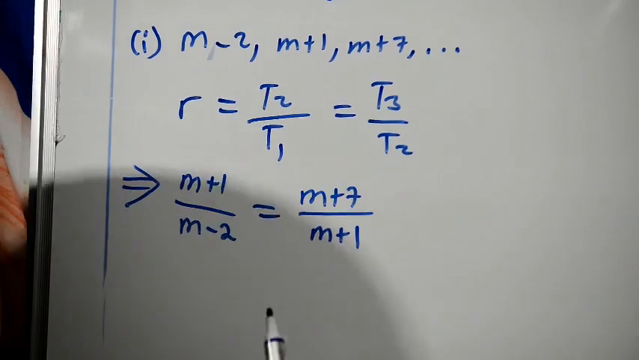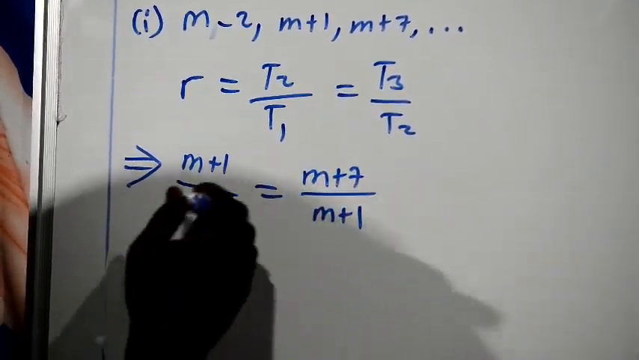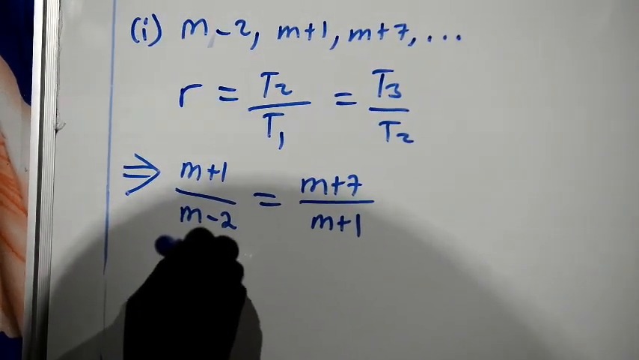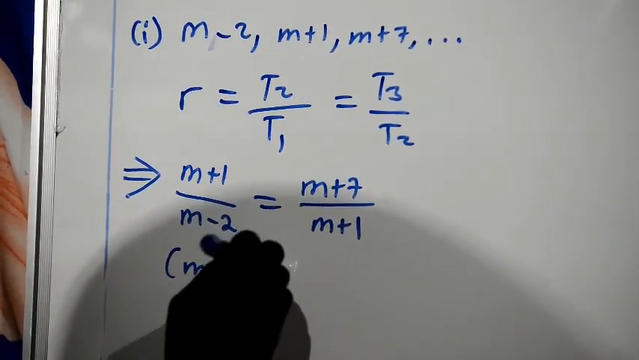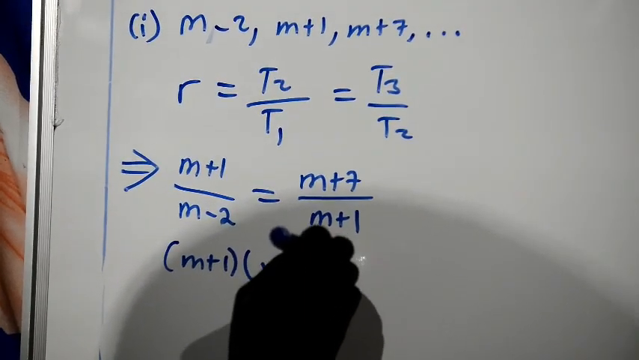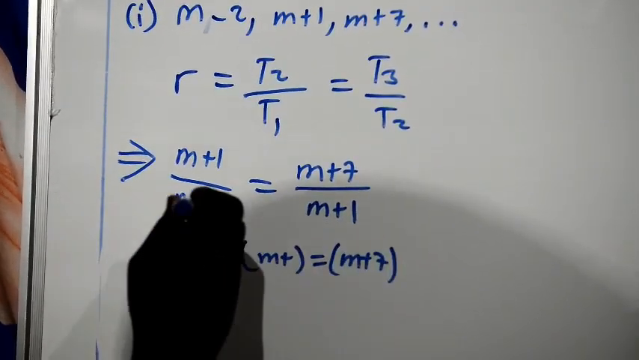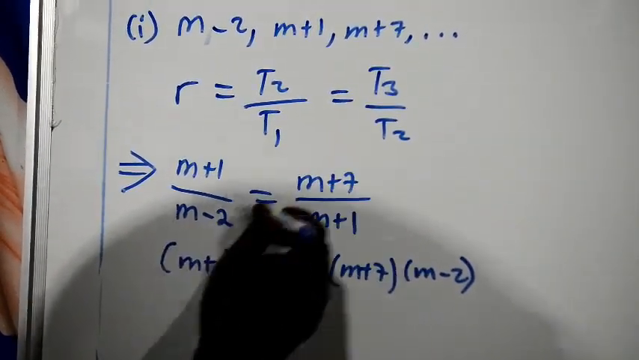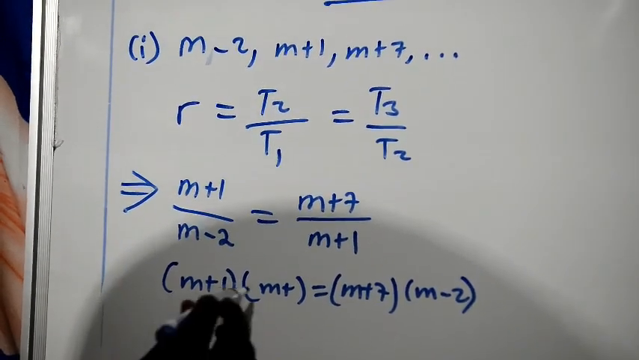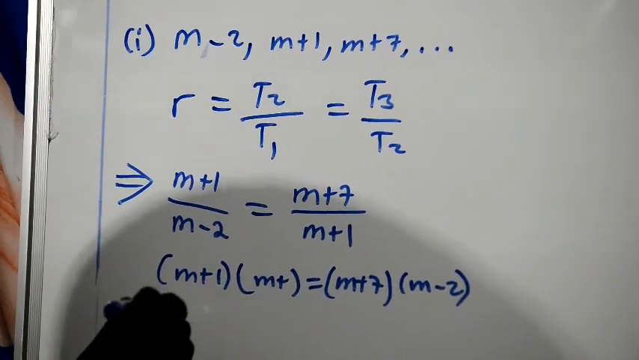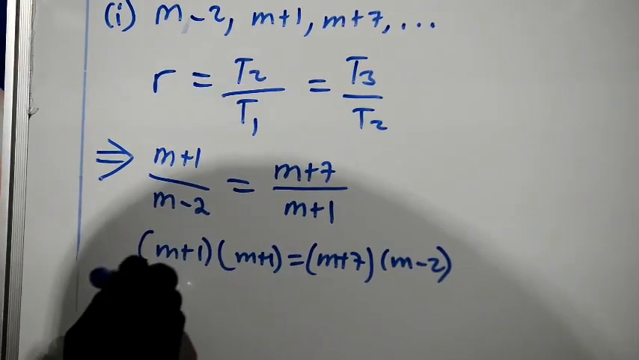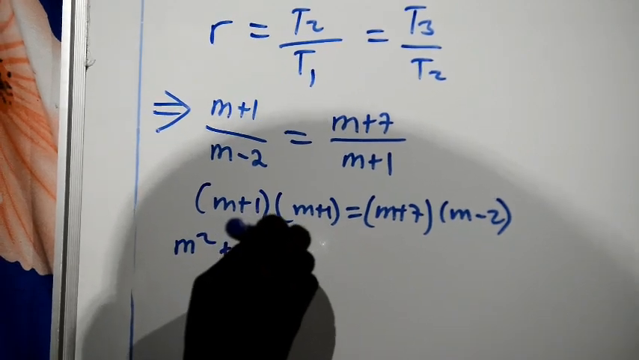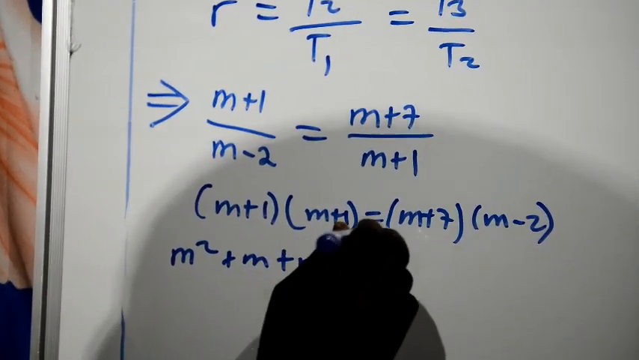So what do we do now? From there, we cross multiply. That will be m plus 1 multiplied by m plus 1 is equal to m plus 7 multiplied by m minus 2. There is no problem, we can start with either this diagonal or that diagonal. Then from there we expand. m times m, that is m squared. m times 1, that is m, plus 1 times m, that is m. 1 times 1, that is 1.